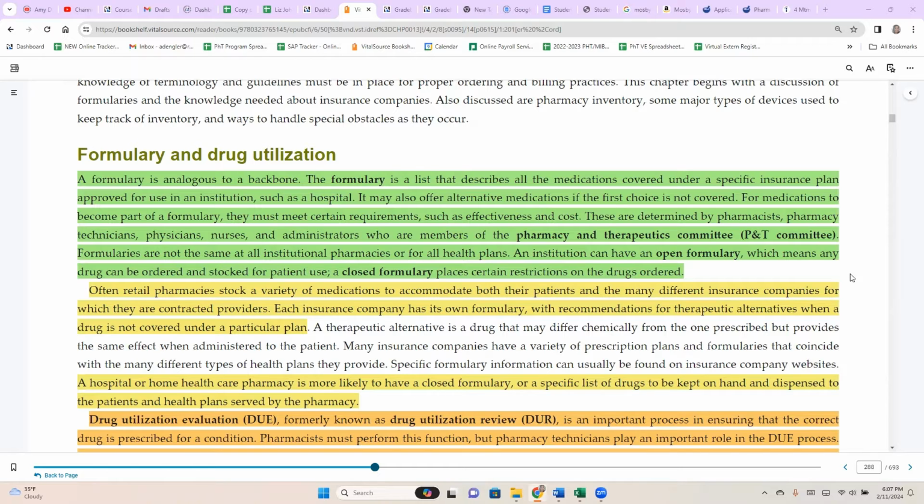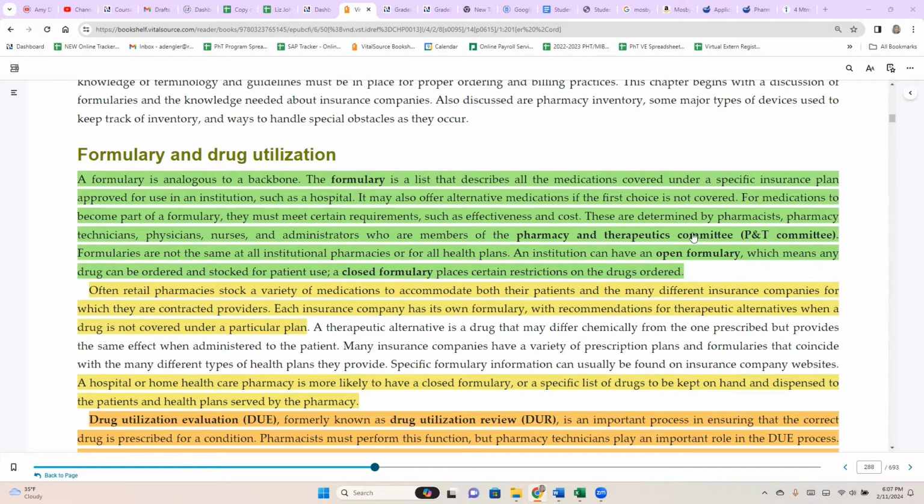These are determined by pharmacists, pharmacy technicians, physicians, nurses, and administrators who are members of the Pharmacy and Therapeutics Committee, the P&T Committee. Formularies are not the same at all institutional pharmacies or for all health plans. An institution can have an open formulary, which means any drug can be ordered and stocked for patient use. A closed formulary places certain restrictions on the drugs ordered.